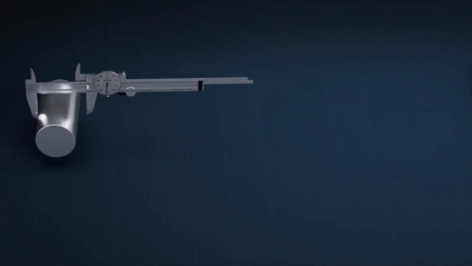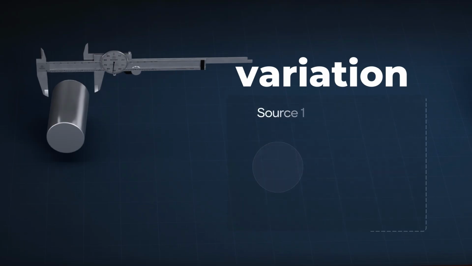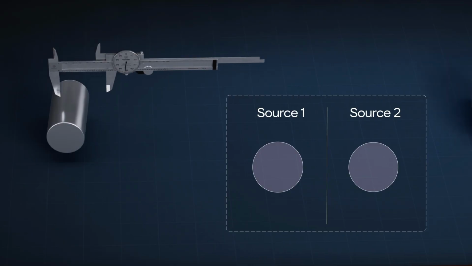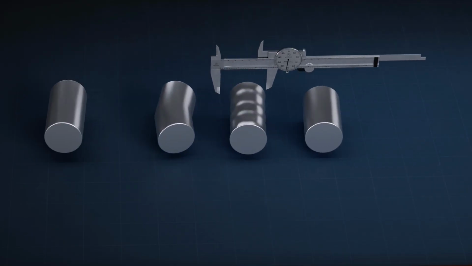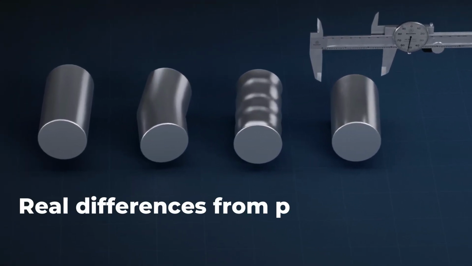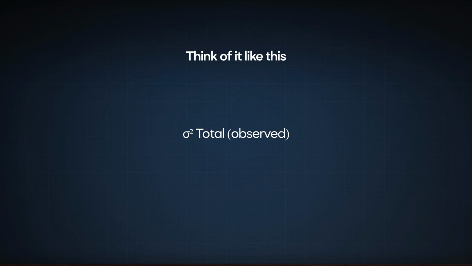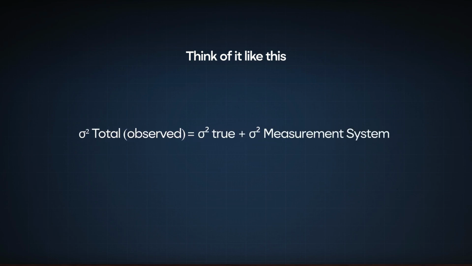Now let's talk about variation. Whenever you measure a part, the variation you see does not come from just one place. It comes from two sources. First, true process variation. Real differences from part to part. Second, measurement system variation. Error from the gauge, operator, or method. Think of it like this. Total variation, what you actually see in the data, equals process variation plus measurement system variation.